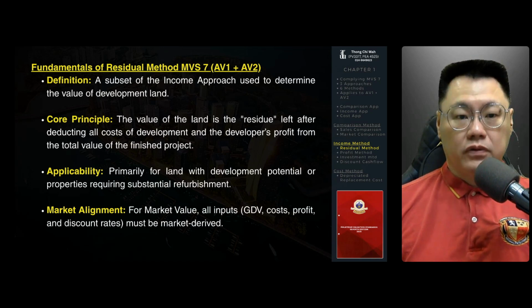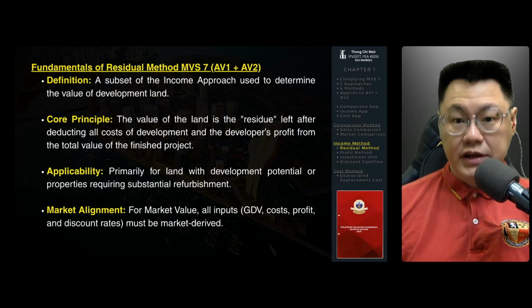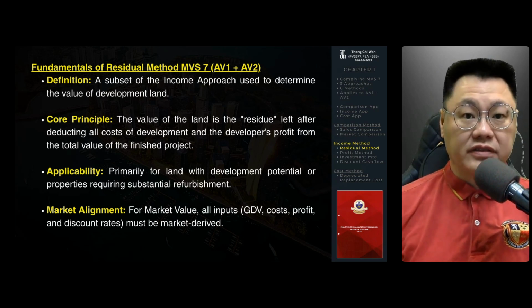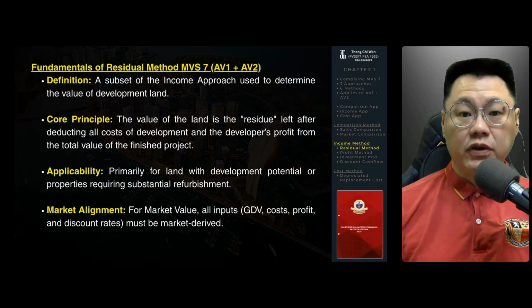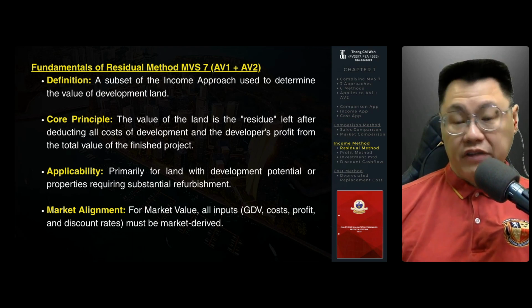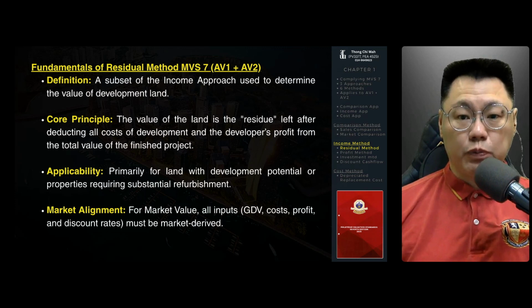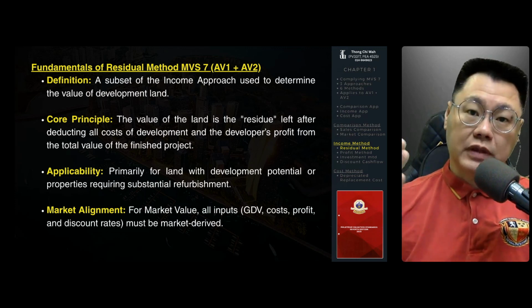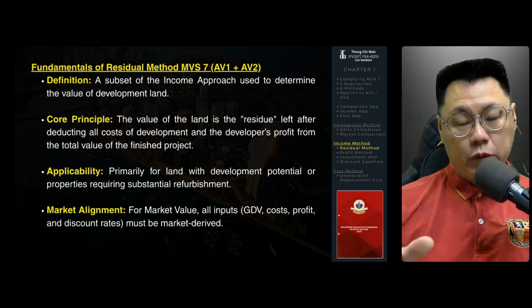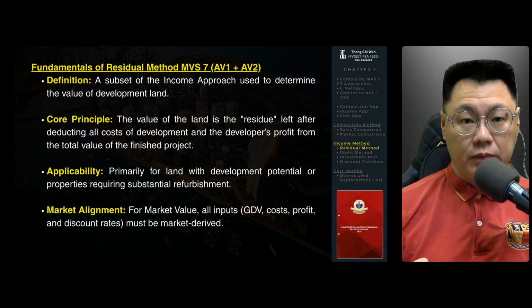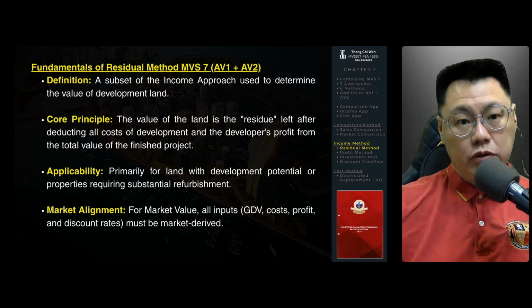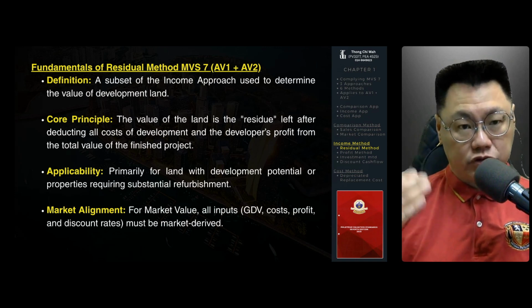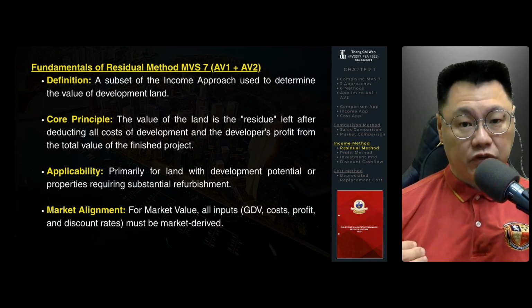Fundamentally, for the residual method, MVS 7, AV1 and AV2, these questions will come out as exam questions to you in AV1 and AV2. The definition: a subset of the income approach used to determine the value of development land. In most scenarios, the question is about property development, where they will ask you how many units of property for sale times the prices, the construction costs, and then the developer's profit.